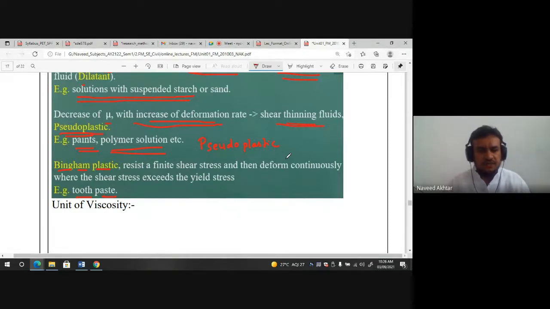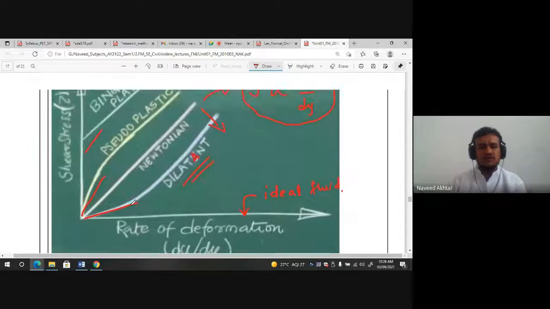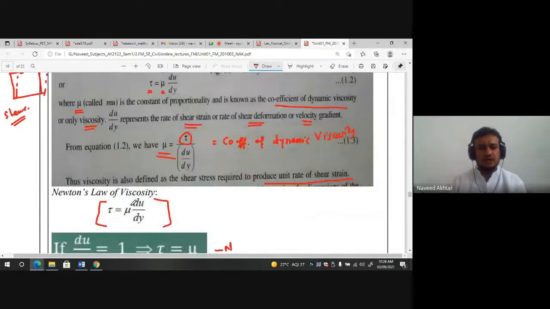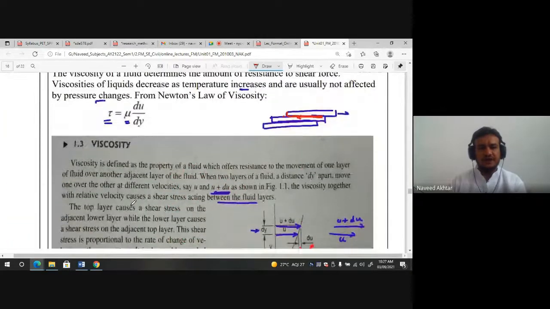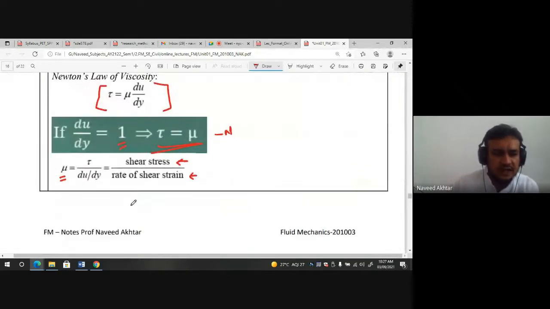The example is paint and polymer, and another is the plastic, resist the finite shear stress at the start, and then continuous deformation where shear stress exceeds the yield stress, and that is called as Bingham plastic. Okay, so this is what about the viscosity of the fluid. Okay, this is the viscosity of fluid.